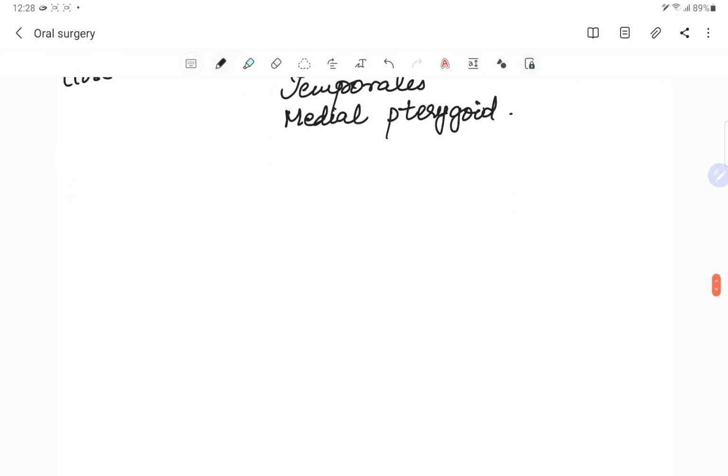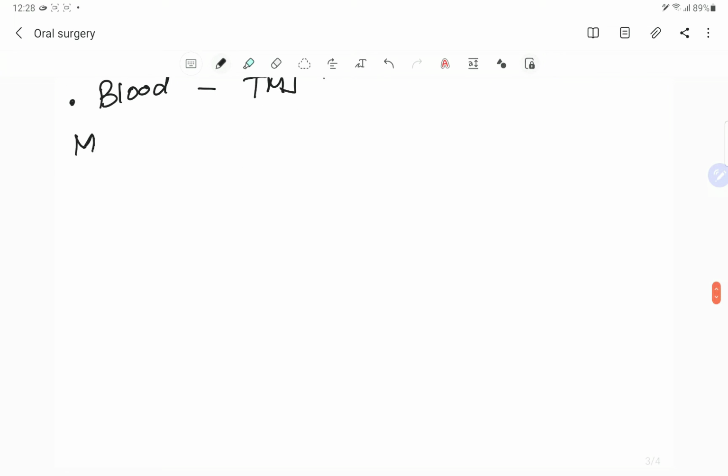Then there is also blood supply to the temporomandibular joint. You can remember it as MADS, M-A-D-S. Which is the maxillary artery. Then we have the ascending pharyngeal.